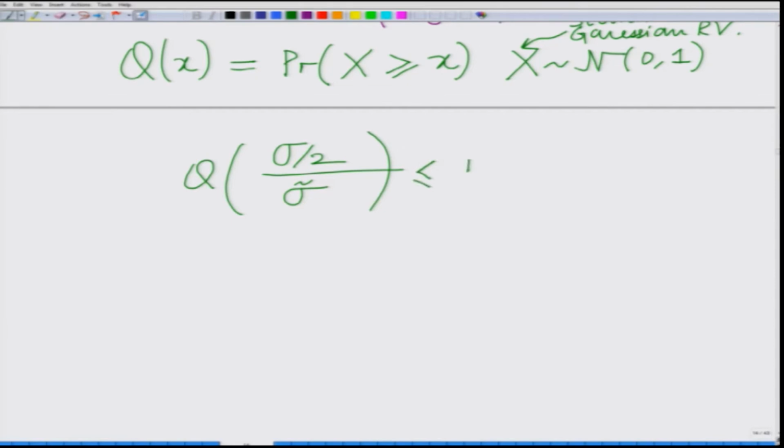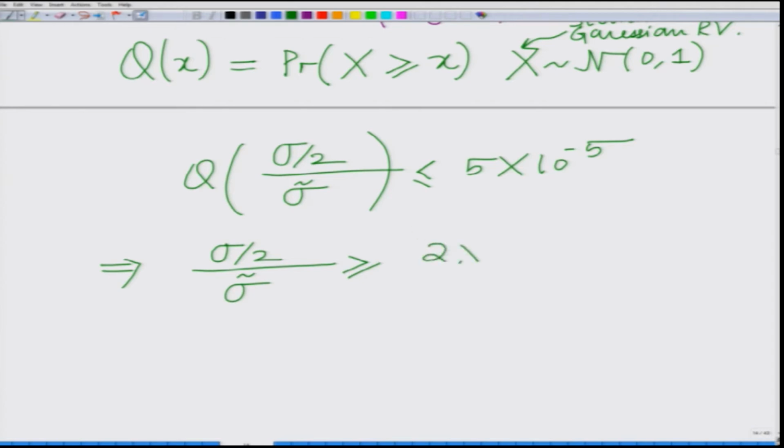This quantity has to be less than or equal to 5 into 10 to the power of minus 5, which implies sigma by 2 divided by sigma tilde has to be greater than or equal to twice into Q inverse of 5 into 10 power minus 5. You can see the inequality is reversed, the lesser than becomes a greater than, because Q function is a decreasing function.